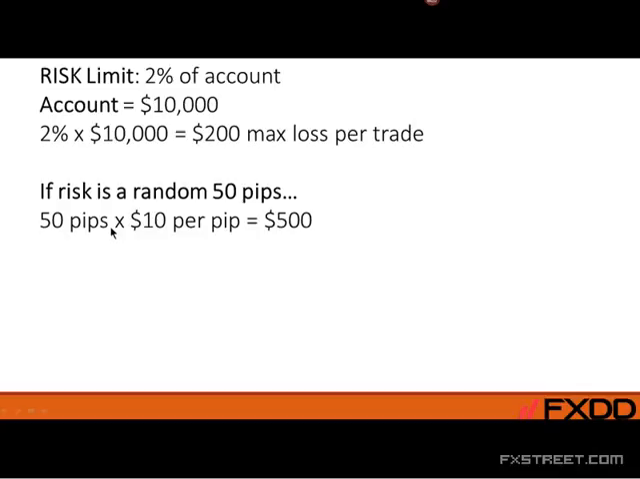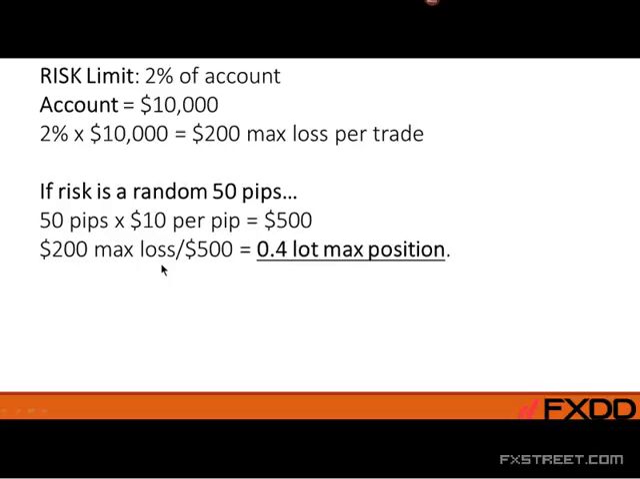Now, if your maximum loss, because you want to use proper money management, is 2%, your maximum loss is $200, and you take $200 divided by $500, which is your maximum loss. You can do a maximum position of 0.4 lots on that trade. All right, and what do you have to make to get 2-to-1 on that trade? You have to make 100 pips on that trade.